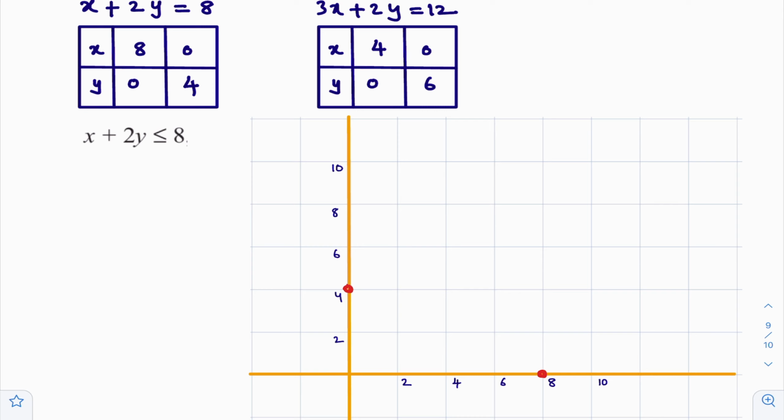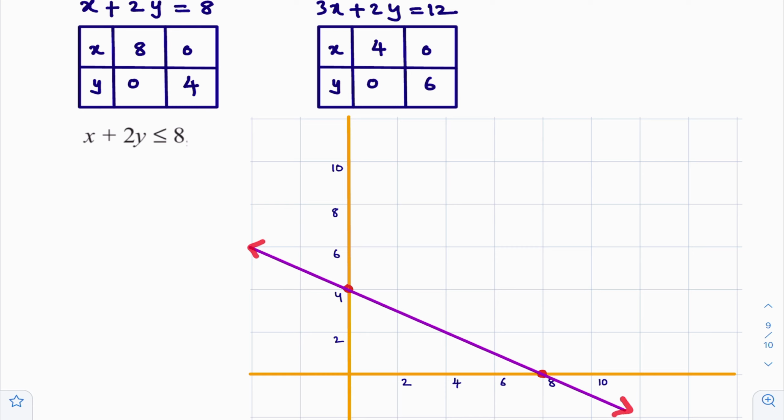You observe this is the inequality they have given. In this inequality, less than or equal to is there. When less than or equal to is there, we will draw a normal line. Other than that, if they give strictly less than or strictly greater than, then we will draw a dotted line. So as they have given less than or equal to, we will draw a normal line.